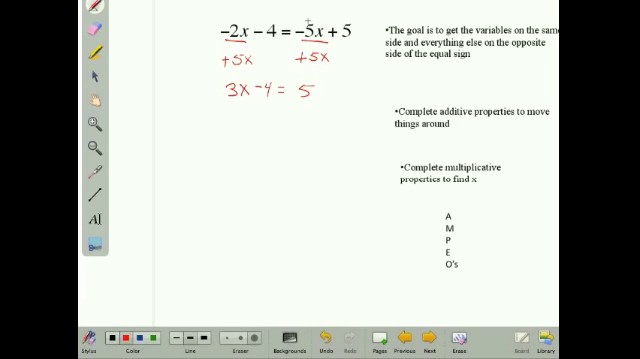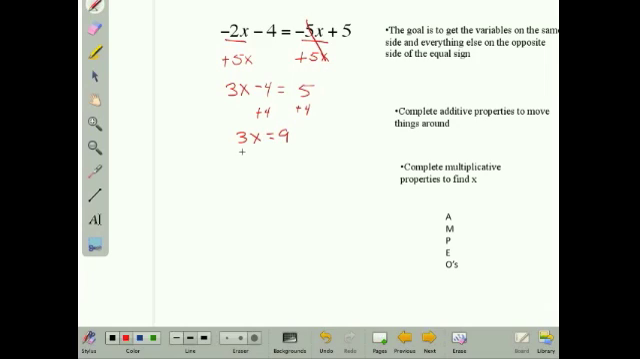Now you notice that this canceled, which is what I want. Once again, I've got to do another additive property to get this 3x by itself. So once again, I'm going to do the additive property. I'm left with 3x is equal to 9.